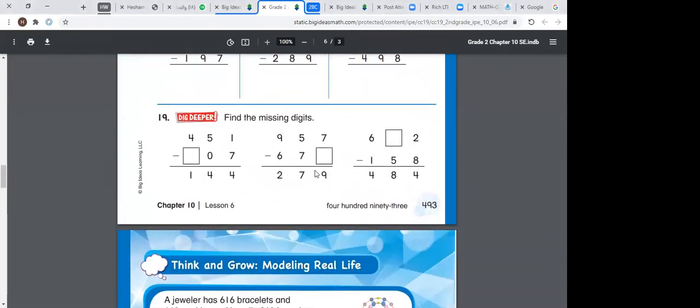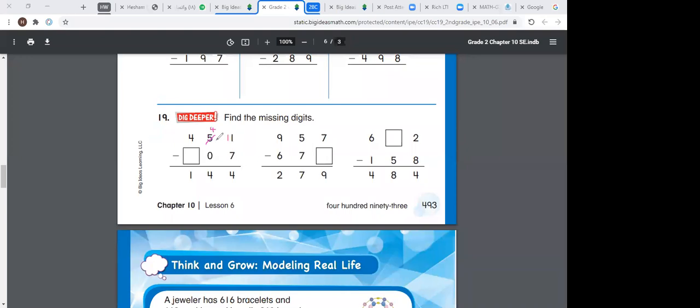In number 19, we want to get the missing digits. 1 minus 7? It can't be. So 1 will go to 5 and borrow 1. Now 5 becomes 4 and 1 becomes 11. 11 minus 7 equals 4.